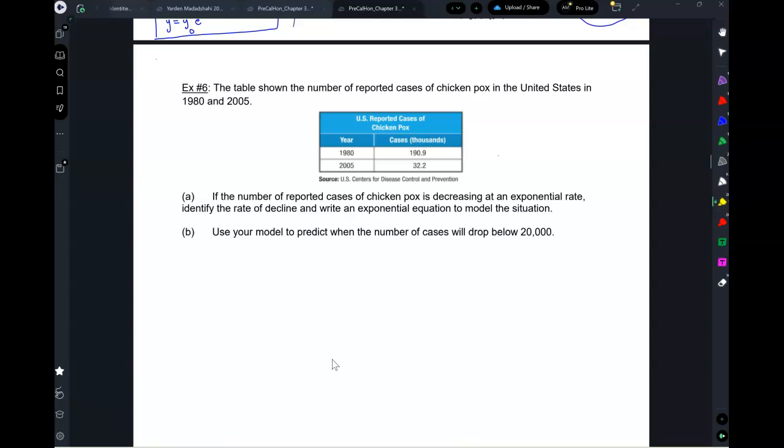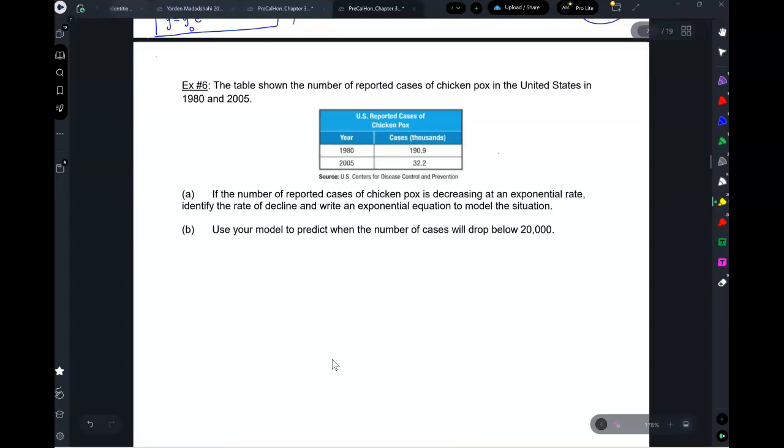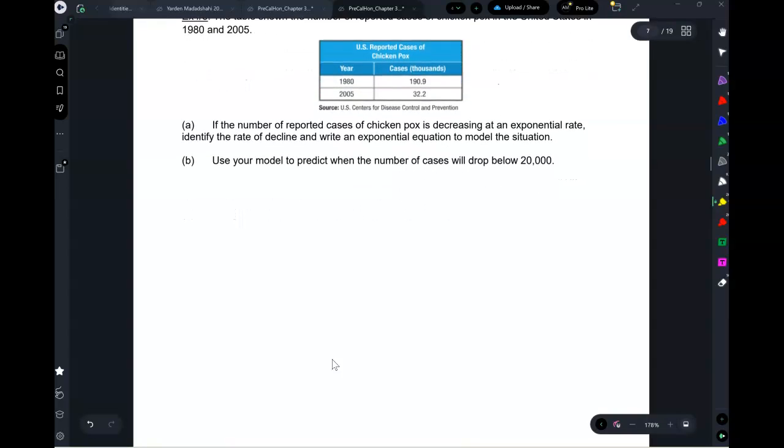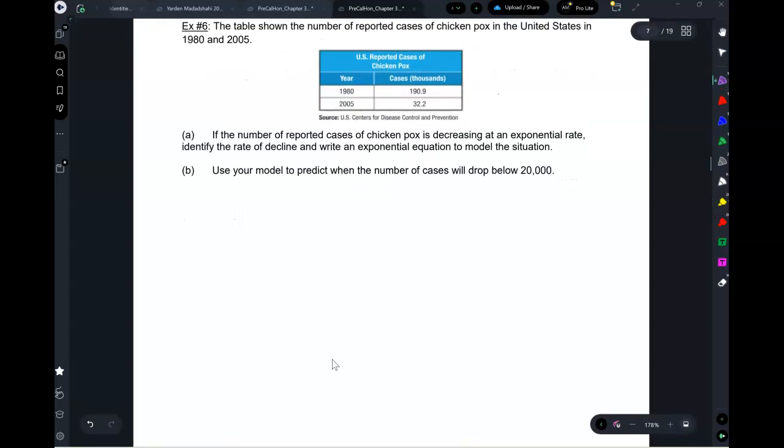This is a table shown for the number of reported cases of chickenpox in the United States in 1980 and 2005. If the number of reported cases of chickenpox is decreasing at an exponential rate, what is the rate of decline? And write an exponential equation to model it. So this doesn't say continuous growth. So we're going to say y equals y naught, 1 plus r to the power of t. Okay. So we want the rate of decline, r.